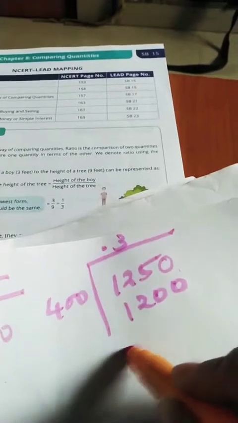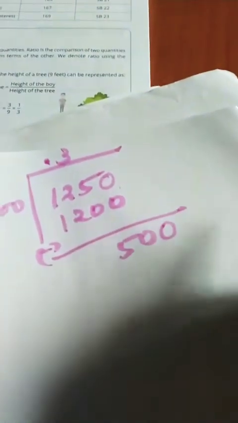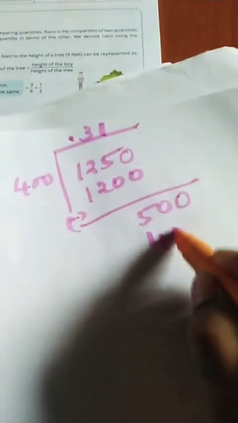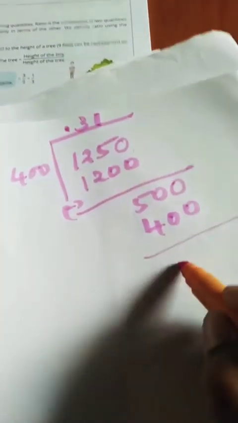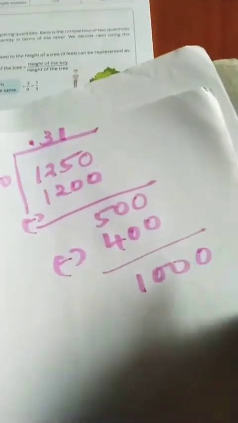So how many times does it go? 4 3s are 12. So 1200. So subtract, you get 50. Okay, right? Is it clear? Now, once you put the decimal point, you can add n number of zeros. So 400 goes only one time. It is 400. So when you subtract, you get 100.